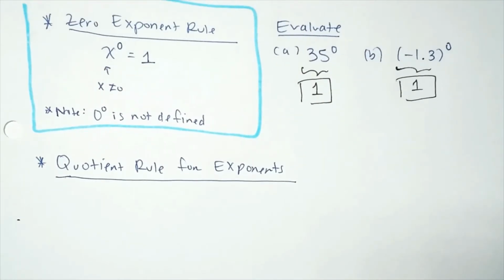All right, so the quotient rule for exponents. How does that go? Actually, I wasn't going to give you the rule right now.